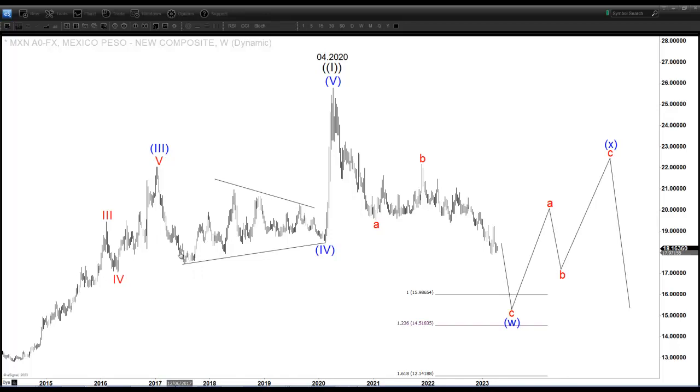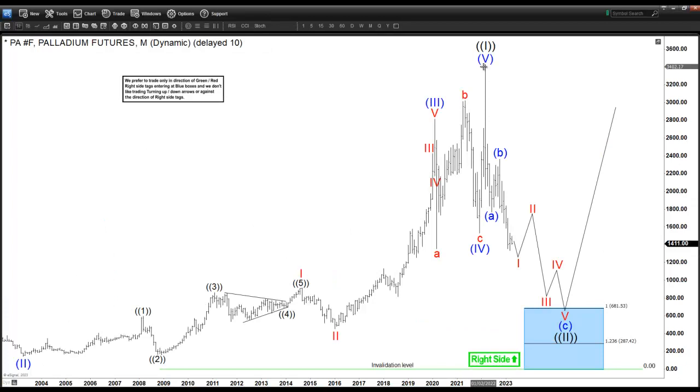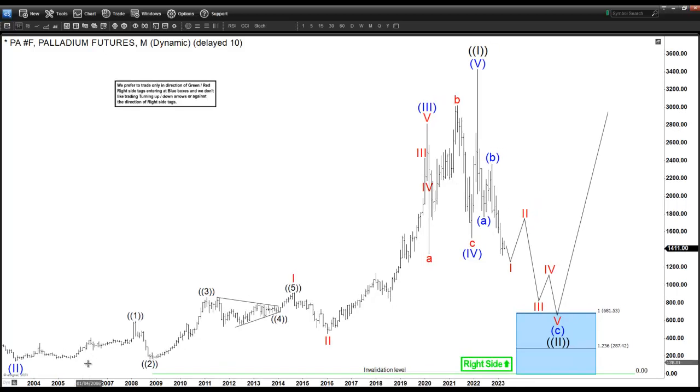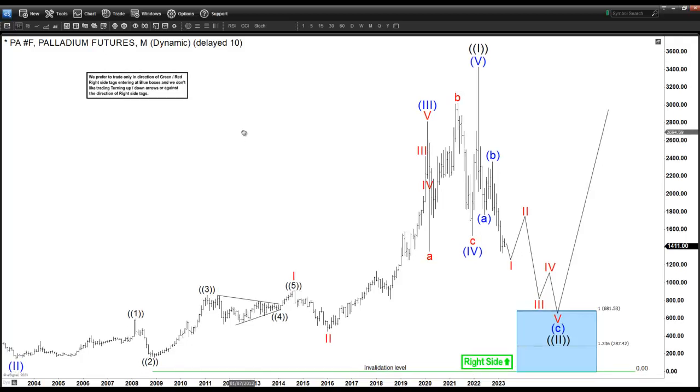In this blog, we're going to take a look at Palladium futures, which is showing an incomplete bearish sequence since the peak of March 2022, and it is calling for more downside. We're going to take a look at the Elliott wave structure here, and also what will be the next trading opportunity and where the next buying opportunity can be seen, which of course will be down the road. Before that, we should be expecting some selling opportunities as well based on this incomplete bearish sequence.